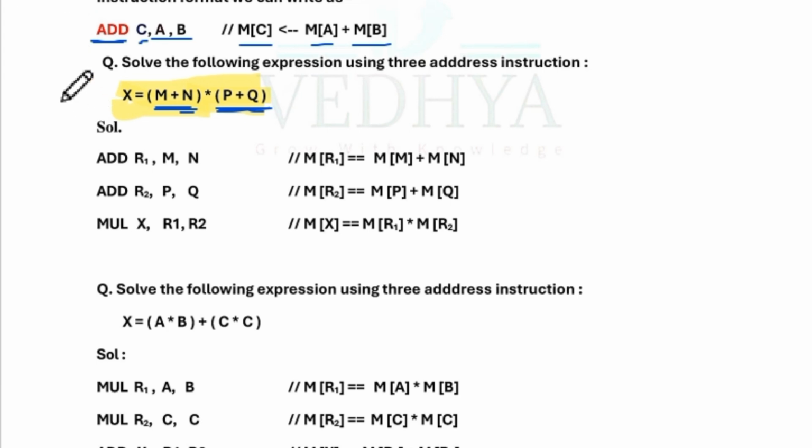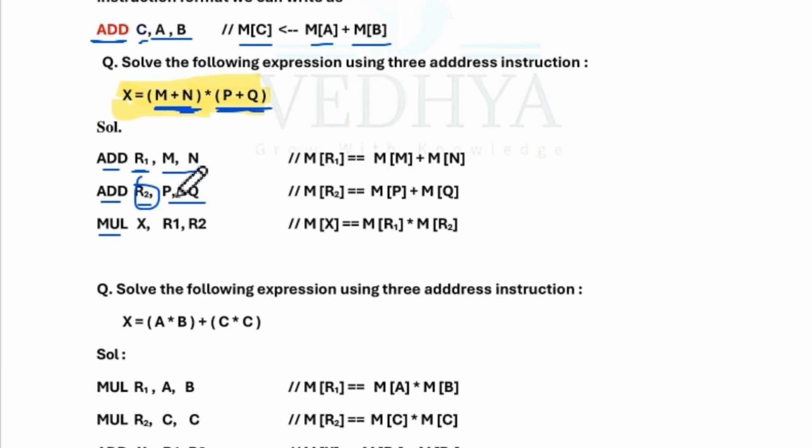First of all, we add M plus N and store it in register R1. Let's say R1 is a register. So we add M plus N and store it in R1. Then we add P and Q and store it in R2. So we write the add operation, R1, M, N. Then the add operation, R2, P, Q, that means add P and Q and store it in R2.